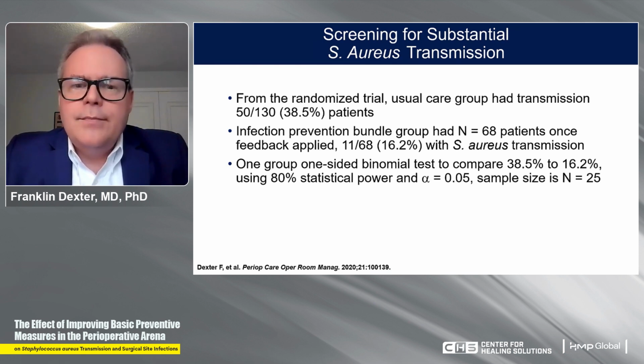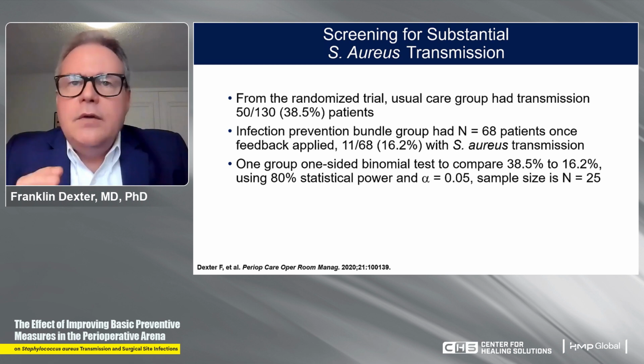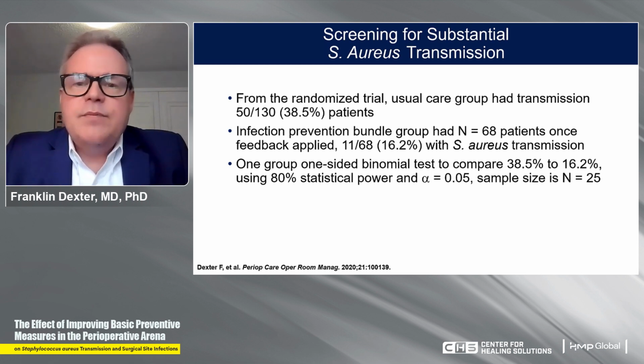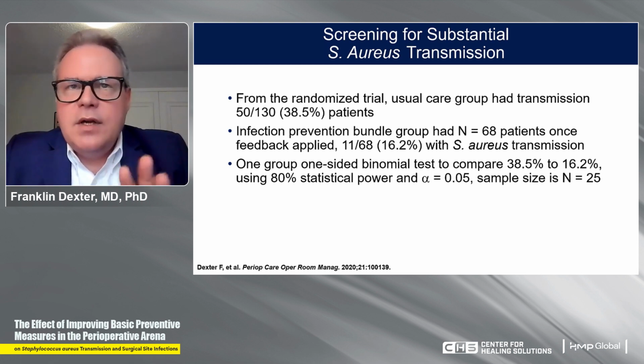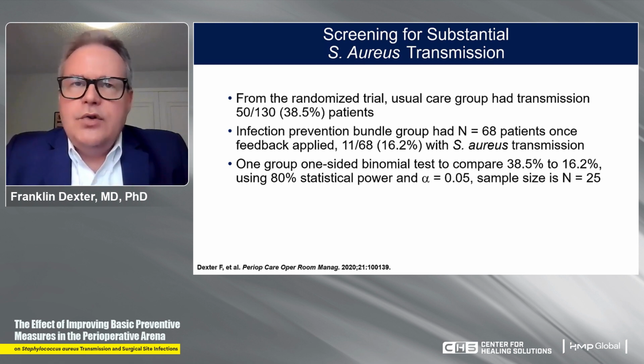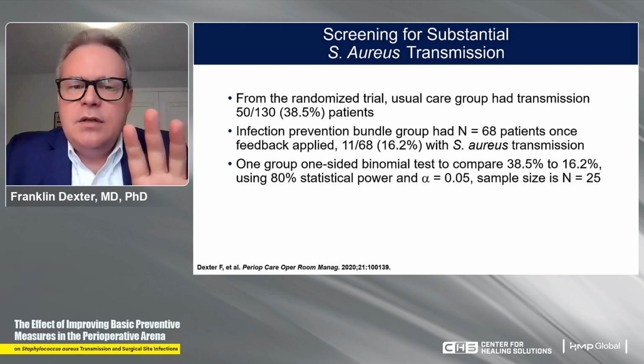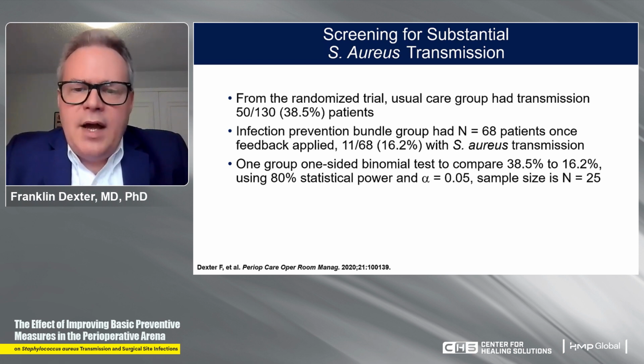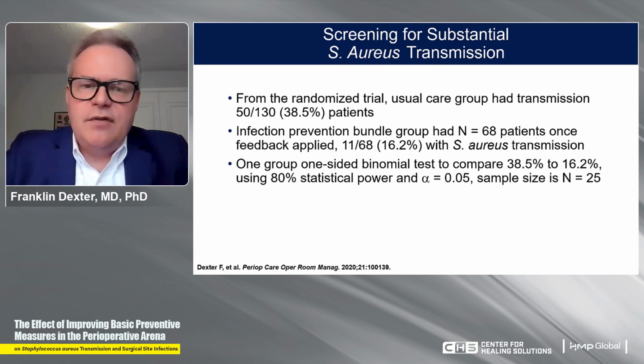clinical trial. The usual care group had 38% incidence of transmission. The treatment group had samples before and after feedback. I'm only going to consider those after feedback, 16%. So we go from 38% transmission within case or between case to 16%. We use that in a statistical power analysis for comparison of 38% and 16%. The sample size is 25.